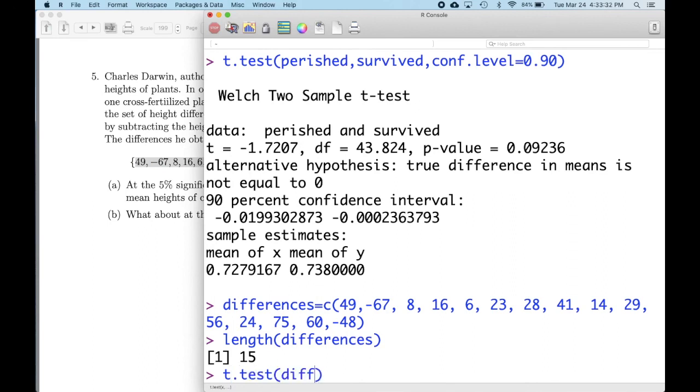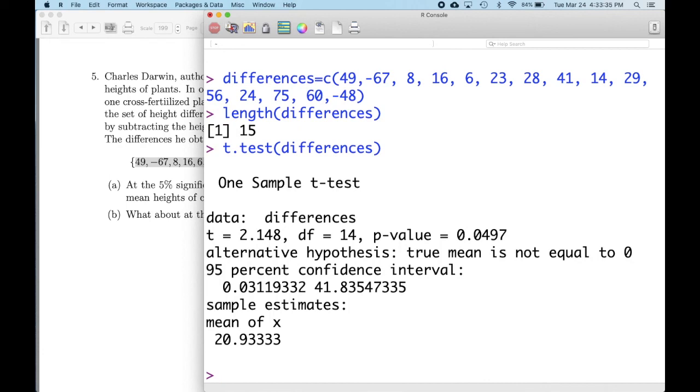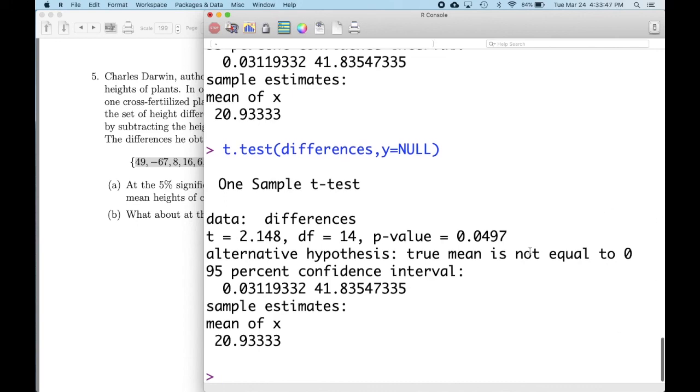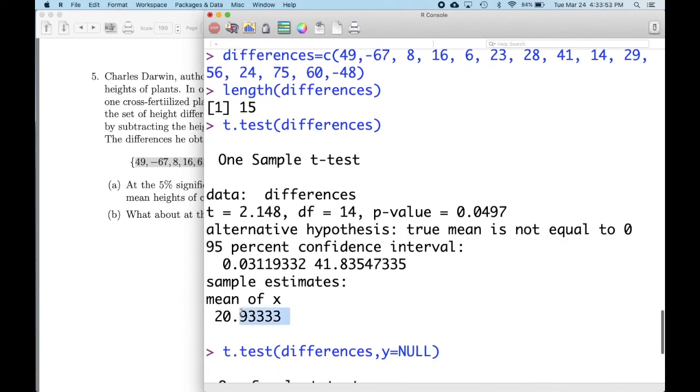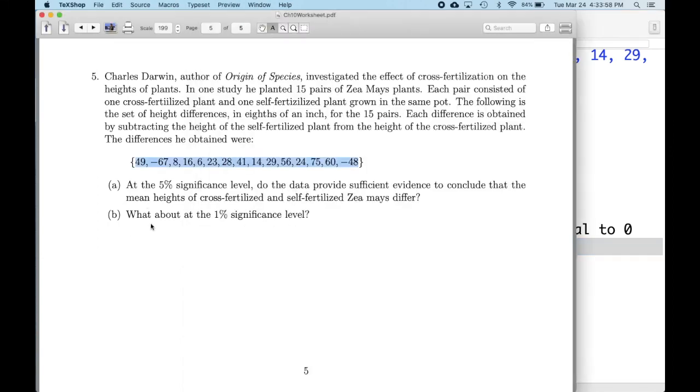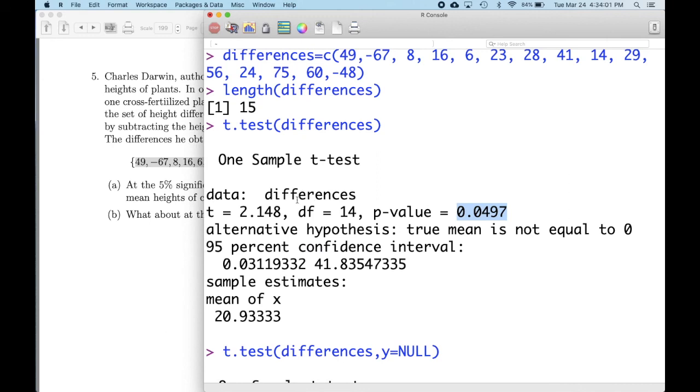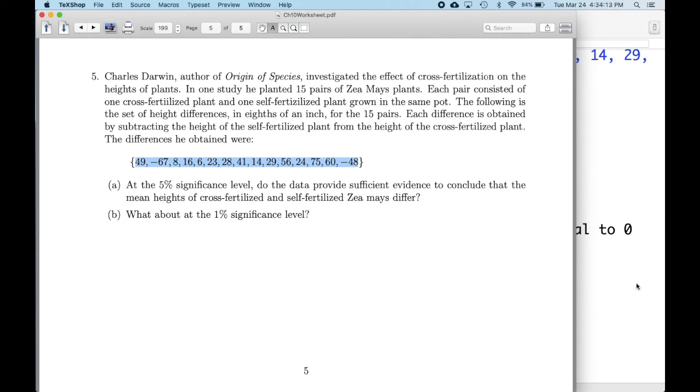Then what we're going to do is run a t-test for the differences. It's that easy. You could also, if you write y equals null, get the same values. It's actually not going to be anything new or different. But it tells you the mean of your sample. It tells you a 95% confidence interval, which is the part C that I asked. It tells you your p-value, your degrees of freedom, your test statistic, your alternative hypothesis, and so on. So all of that is there. That's the t-test function. All right.